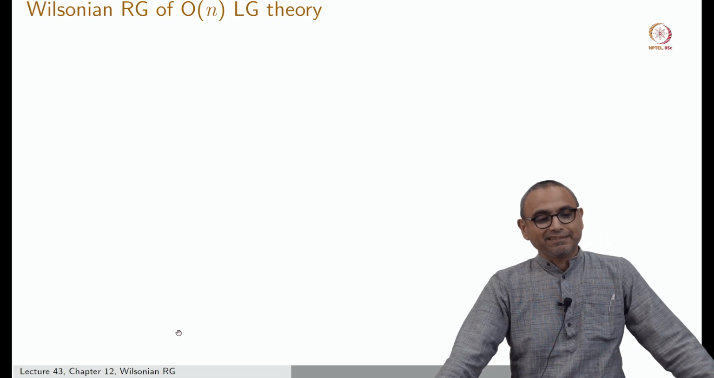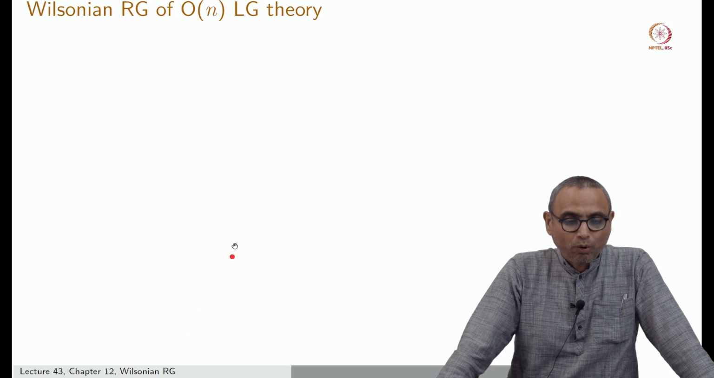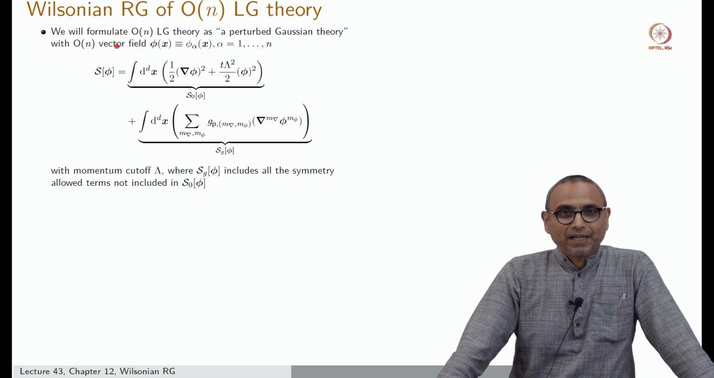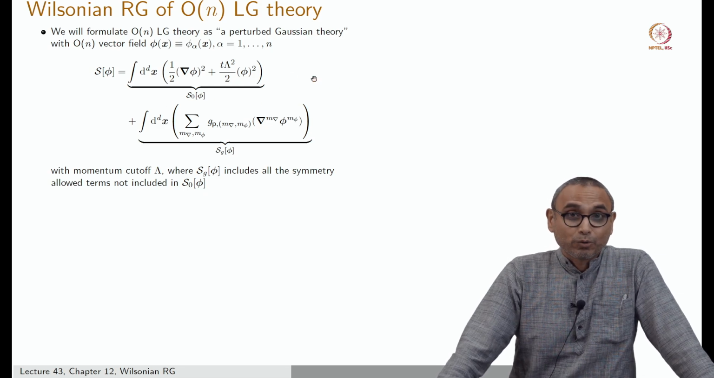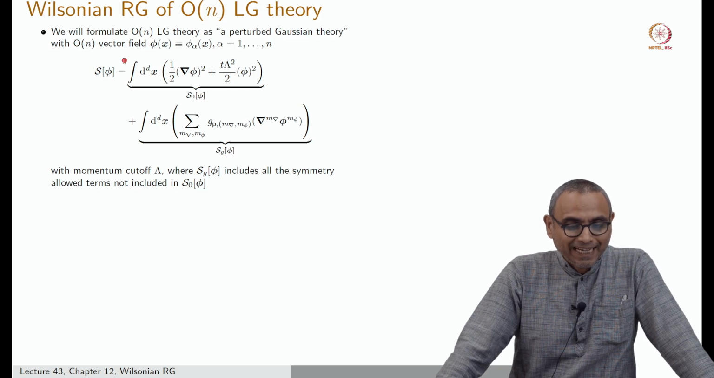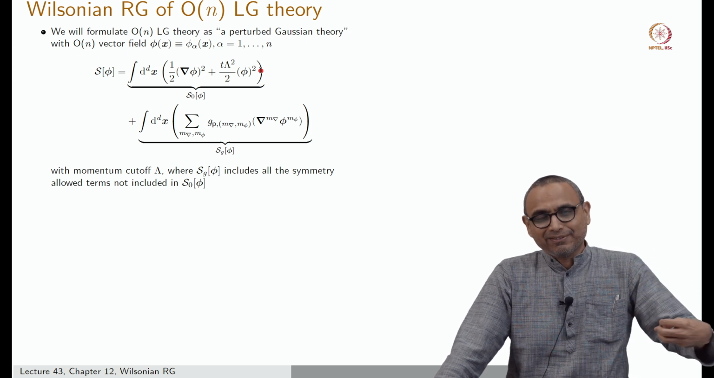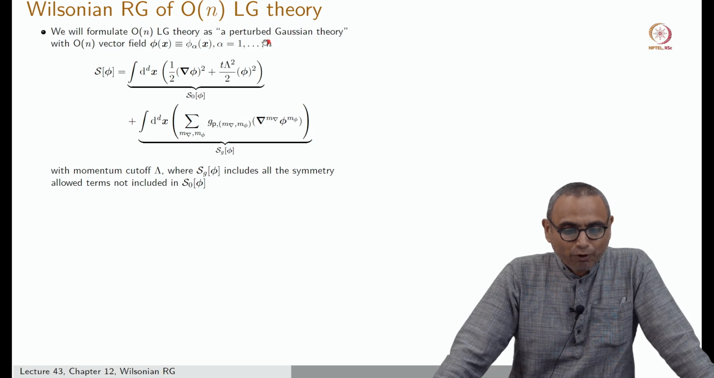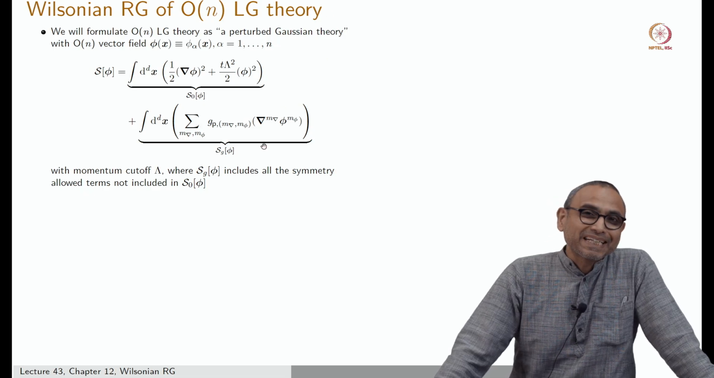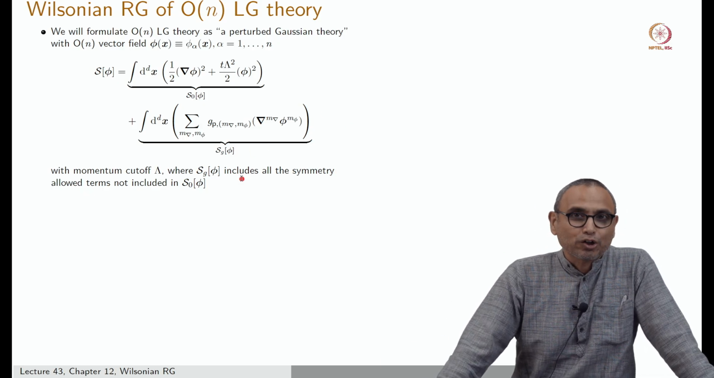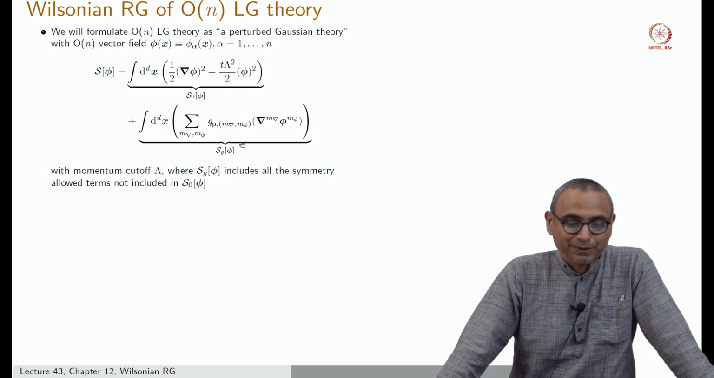So let's start by quickly looking at the O(N) symmetric Landau-Ginzburg theory. What we typically have done is we have kept terms up to quartic order, but today we will not do that. We will take this Gaussian theory, with the term t, and call this S0 of phi. This is in a sense our base theory, the theory that we understand fully well. And we are going to imagine perturbing this theory, or adding to this theory a bunch of terms. In fact, a lot of terms. We are going to add all possible terms if you wish.